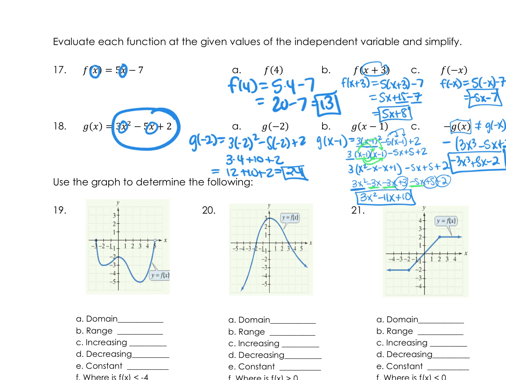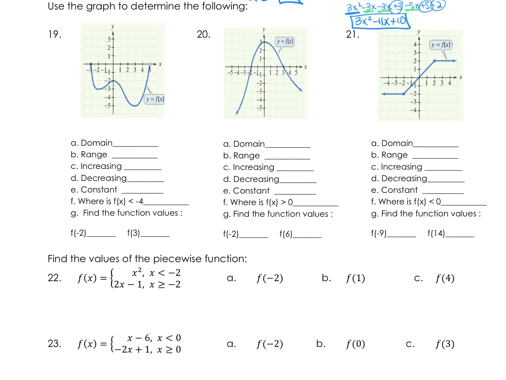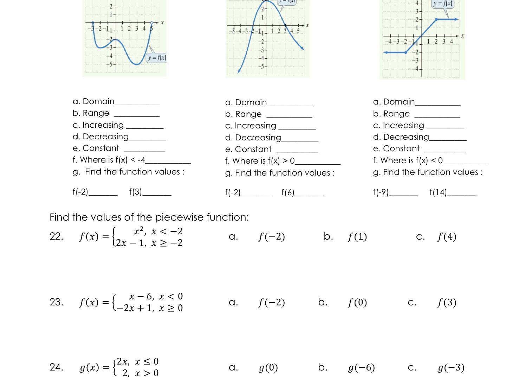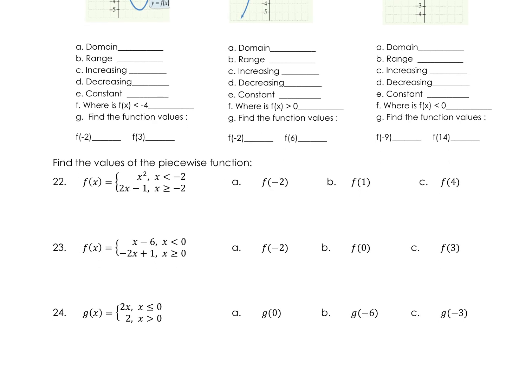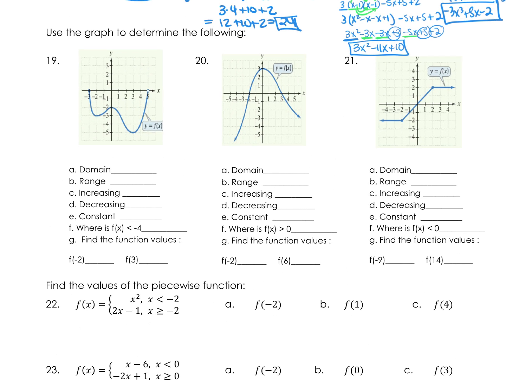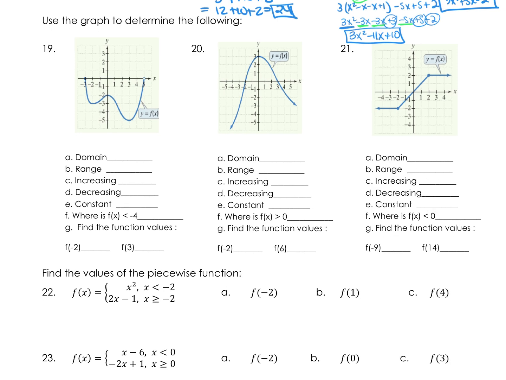All right, here for number 19, we're looking for the domain and the range, as well as increasing, decreasing, and some function values. So we'll start with the domain. Domain is the furthest value to the left and the furthest value to the right. So for this function, the furthest value to the left is negative 3, and it's included because it's a closed circle, and the furthest value to the right is 5, and it's not included because it's open.